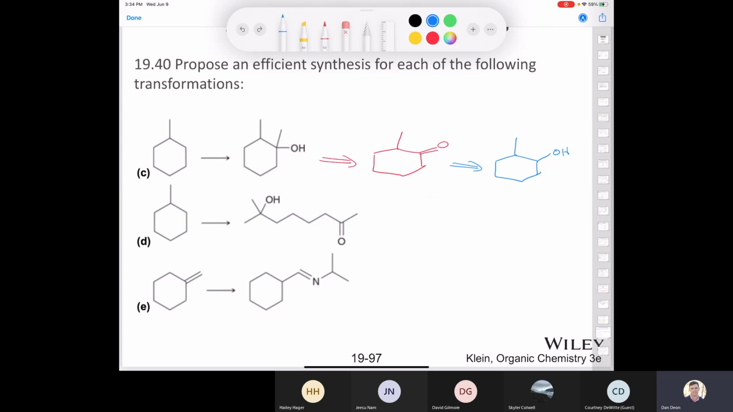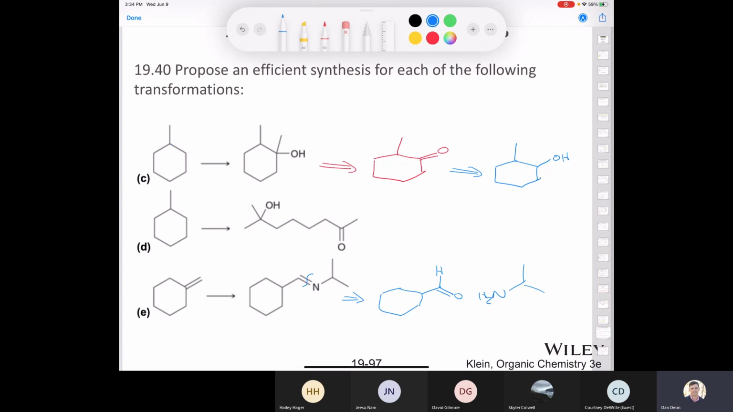And in the last one, what I notice here is that I end up with a Schiff base or an imine. So in terms of retrosynthesis, I must have this carbonyl compound at some point. I've got cyclohexanecarbaldehyde, and I would have to treat that with the primary amine like that. So these are the kind of thoughts that we want to have before we start these types of problems.